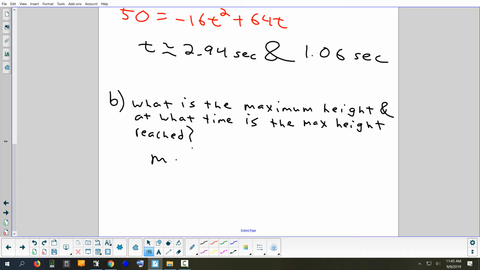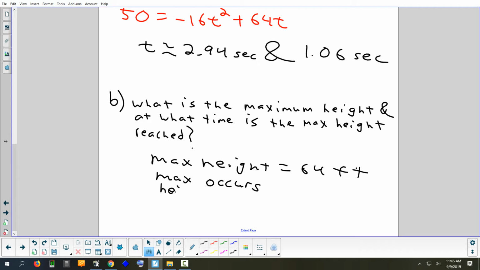So max height equals 64 feet. Yeah, 64 feet. Max height occurs at 2 seconds.